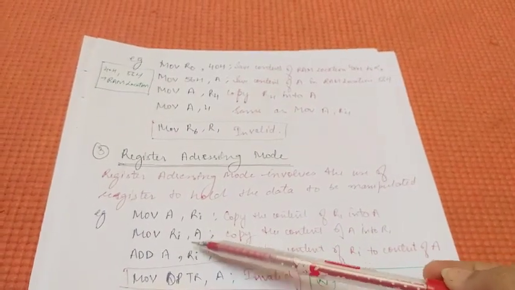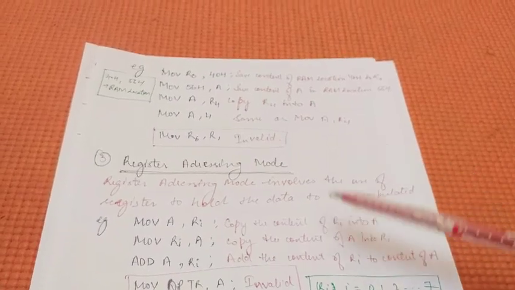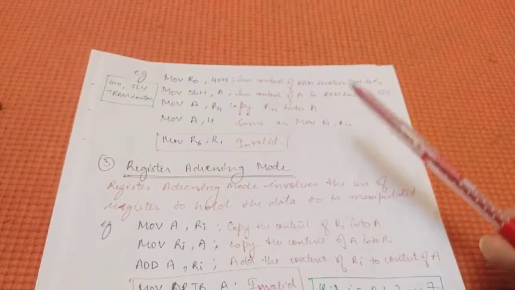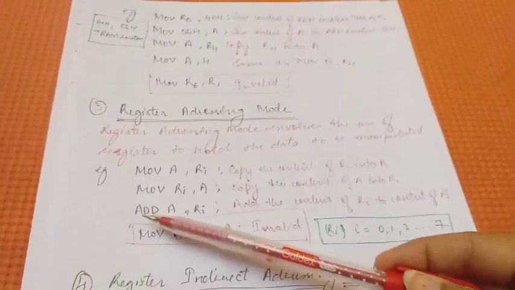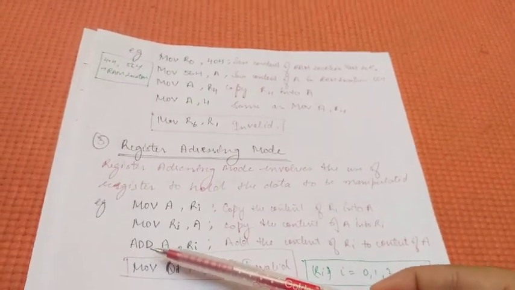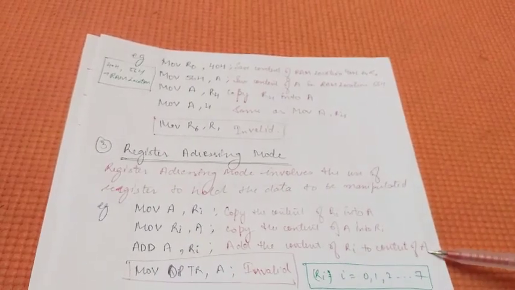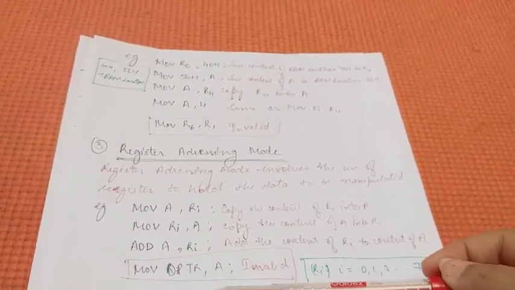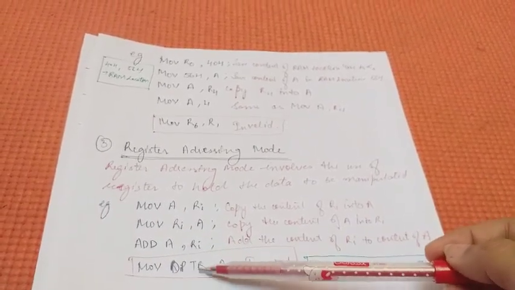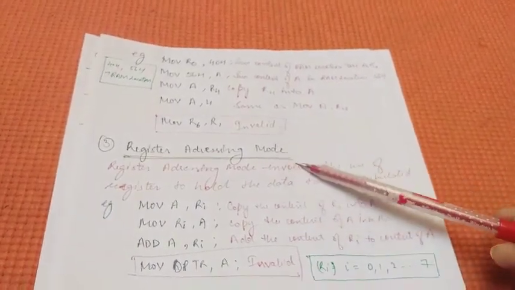Move Ri comma A. Copy the content of accumulator into Ri. Means we are moving data from accumulator to any of the registers, or from any of the registers to accumulator. Addition: Add A comma Ri. Add the content of Ri to the content of A. Move dptr comma A is invalid, because we do not use the dptr location in the register addressing mode.